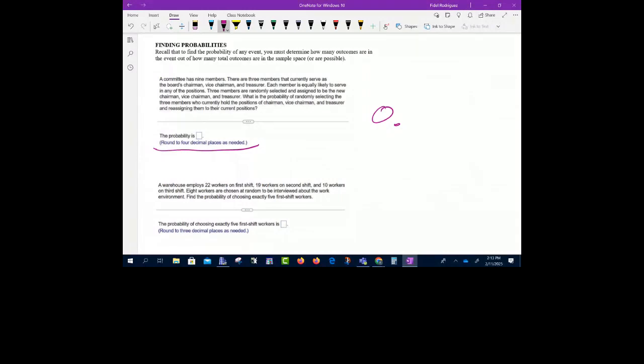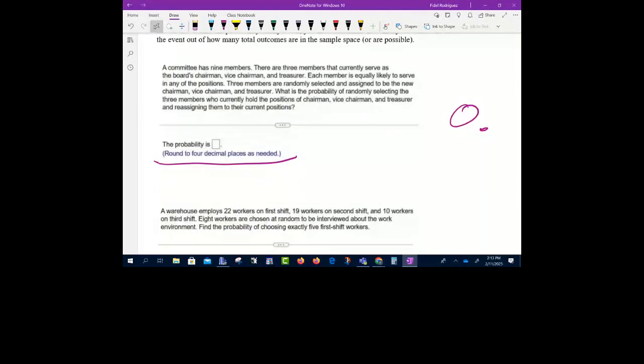All right. So now it says a committee has 9 members. There are 3 members that currently serve as the board's chairman, vice chairman, and treasurer. Each member is equally likely to serve in any of the positions. 3 members are randomly selected and assigned to be the new chairman, vice chairman, and treasurer.